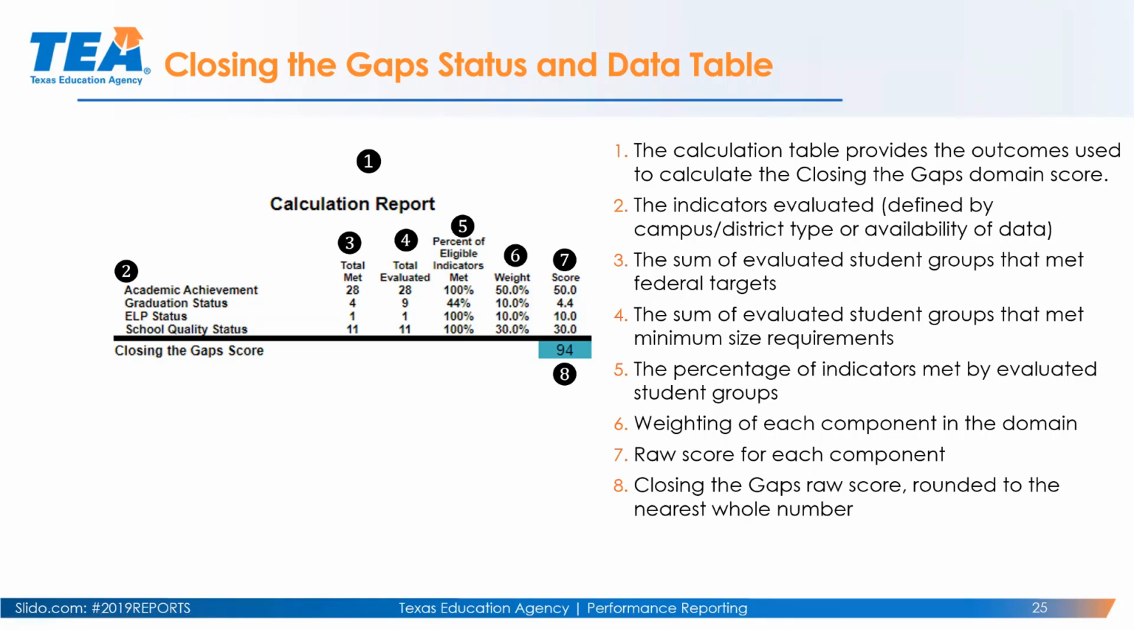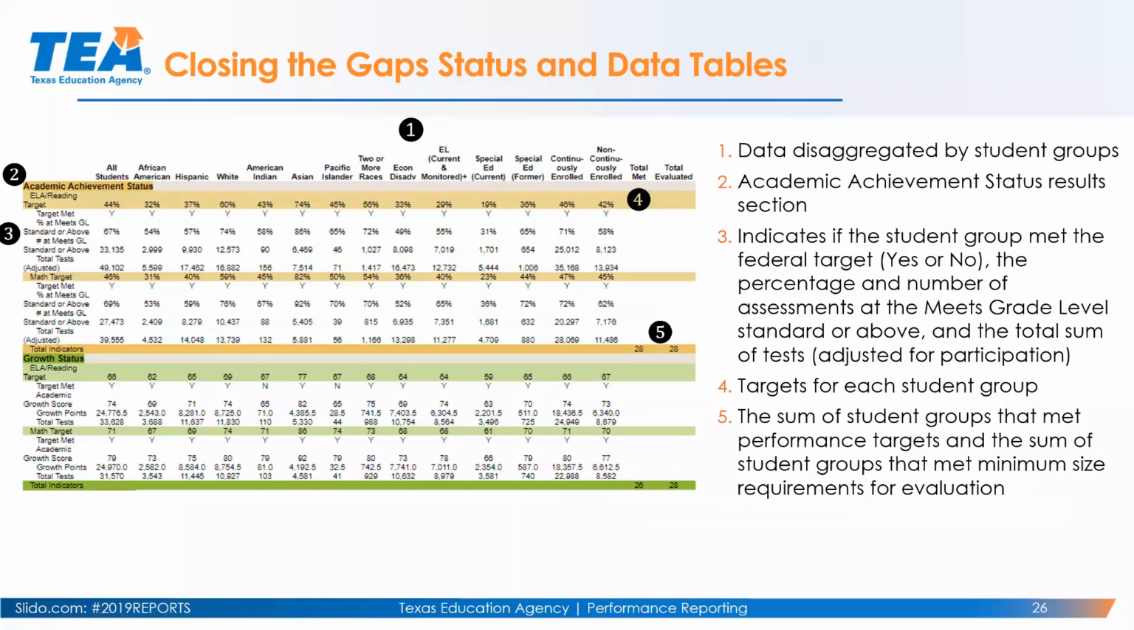Okay, so that was simple enough, but where did we get the data for each of these 4 components? When you pull up the data table, you can scroll down and look at the actual results of each of those components that we just looked at. Section 1 at the top disaggregates the data by student groups. Let's focus on the yellow section, which is academic achievement. That's section 2. Section 3 looks at, if you look here, we're looking at reading and math.